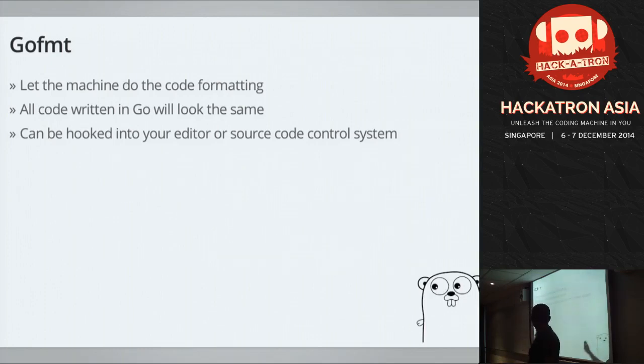And it can be easily hooked up into your editors. If you're using Sublime or Vim or something like that, it can run on save. When you save the file, it will format your code. Or you can hook it onto your source code control. Say you have a source code control system like Git, you can say that when you do a Git push, it would do the formatting for you. So it's easily hookable for your environment. That's one of the cool features.